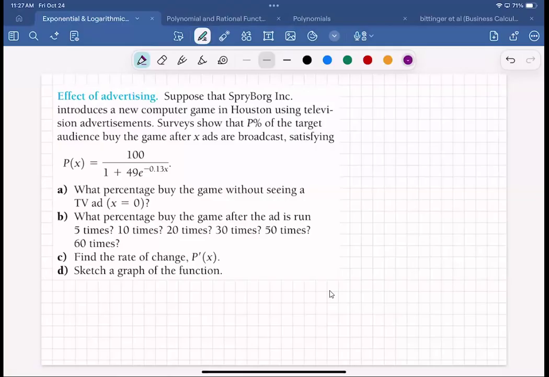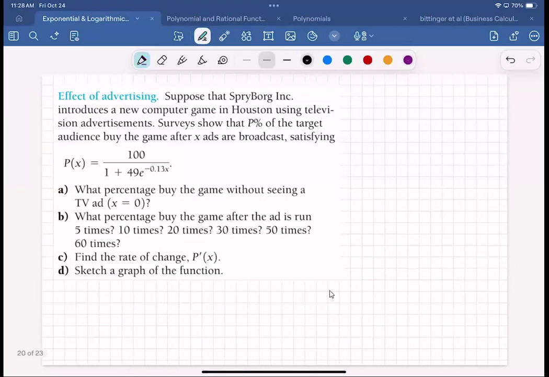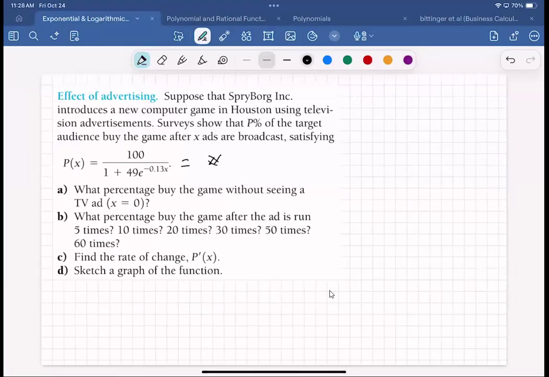Now you'll see here with this one, it says suppose that Spryborg Incorporated introduces a new computer game in Houston using television advertisements. Surveys show that P% of the target audience buy the game after X ads are broadcasted, satisfying the given function. So this is them saying, how many times do we need to make sure our advertisement gets out to get the most people to buy it? Now be careful here. What values is this function outputting? What type of number are we getting back from this?